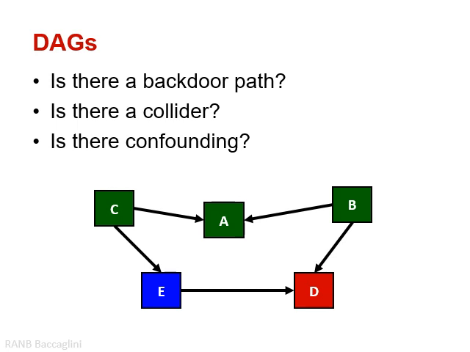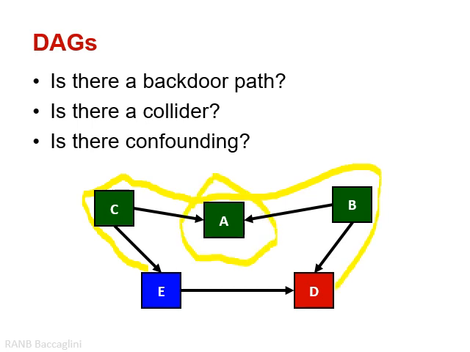So in this case, we do have a backdoor path that goes from E, C, A, B, and D. Is there a collider? Yes. A is a collider because there are two arrowheads going into it. Is there confounding? The answer is no, because this path is the only path, which is ECABD, and it is blocked by the collider. This means that we don't need to adjust for anything.